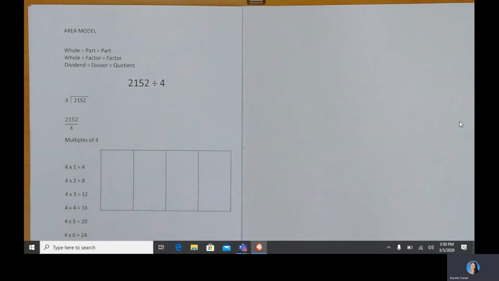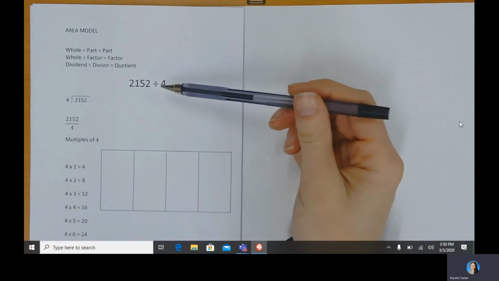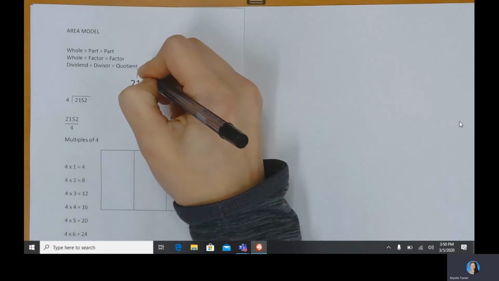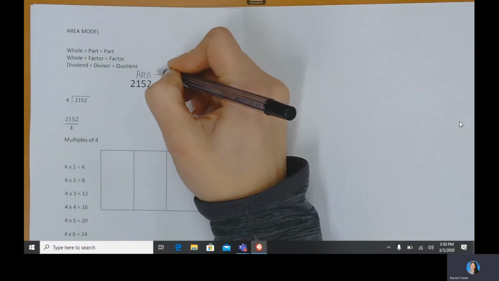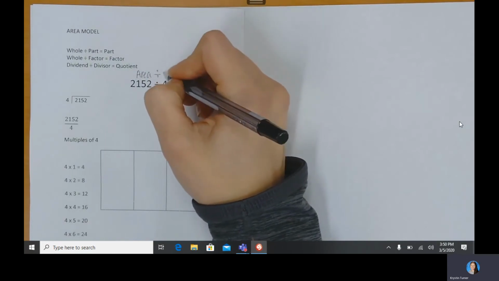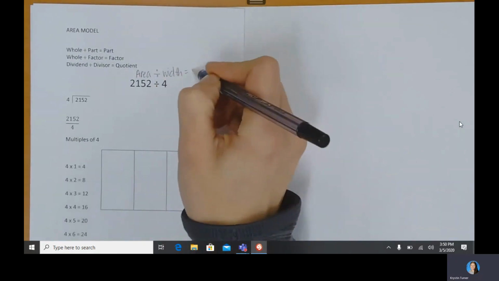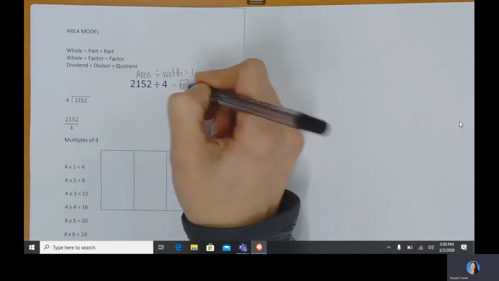We can use the area model to divide, such as 2,152 divided by 4. The thing about the area model that we have to understand is that 2,152 divided by 4, this would be our area. Our whole would be the area. So it's whole divided by part equals part. So we're dividing by the side width, and that is going to tell us our unknown side length. So this unknown is going to be that side length.